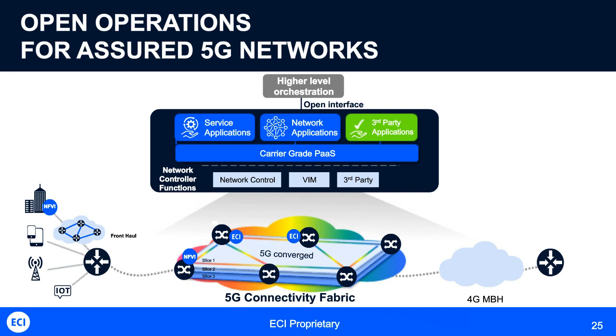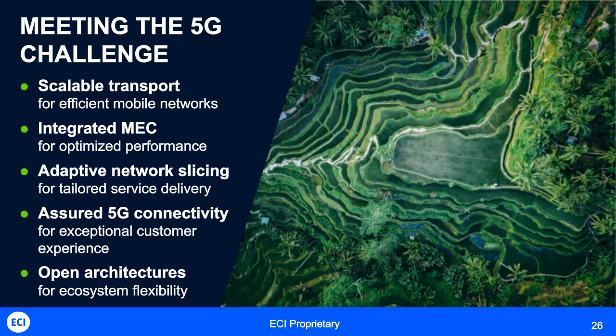So in summary, the way in which the transport layer can achieve this value differentiation for the service provider is with a scalable transport, and that, of course, gives the table stakes. It must provide the connectivity to glue together the highly dynamic distributed 5G architecture. This performance is then further optimized, as we've been seeing, by integrating mobile access edge computing, or mobile edge computing, whatever you want to call it, into this transport network.